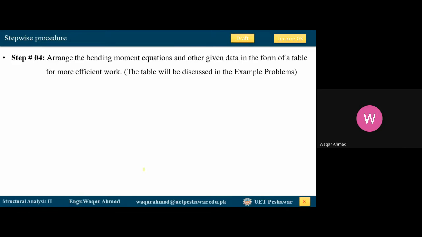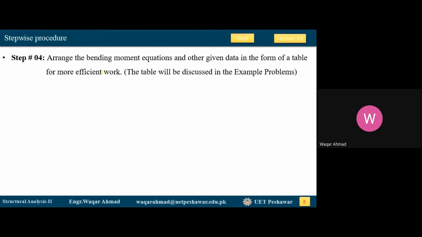The bending moment equations which you have written so far, you arrange them in the form of a table. Also, you arrange the other given data. This arrangement makes your work efficient, because you don't need to go back again and again to see what is there for small m and capital M for each member, since you will have many frame members. For each member there will be a capital M and a small m.